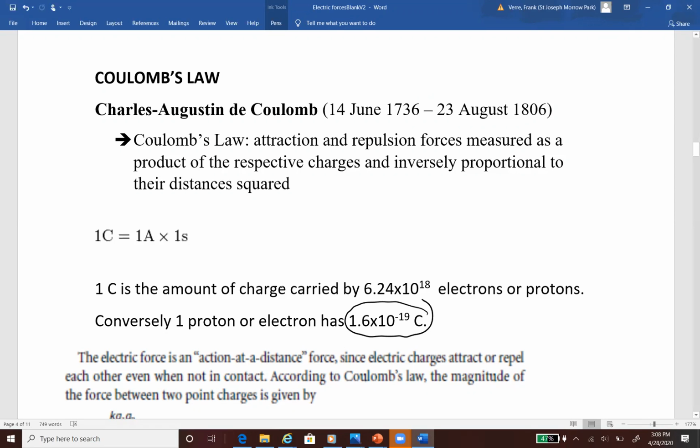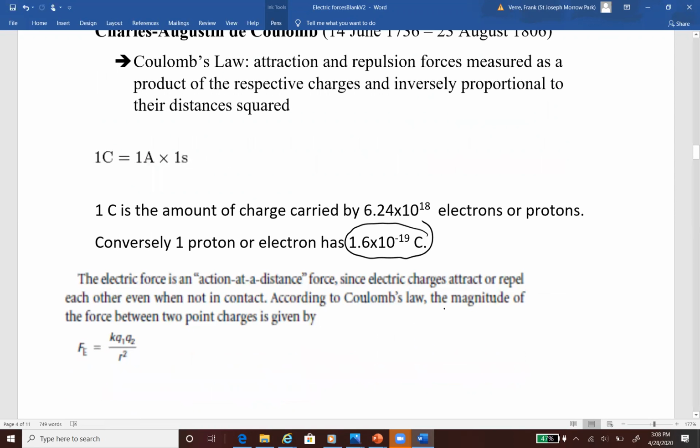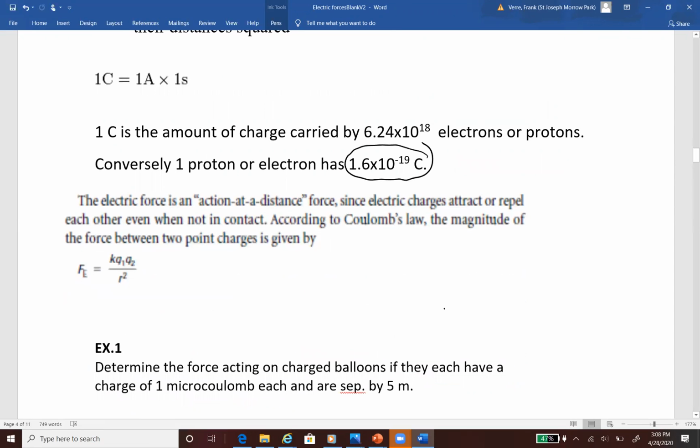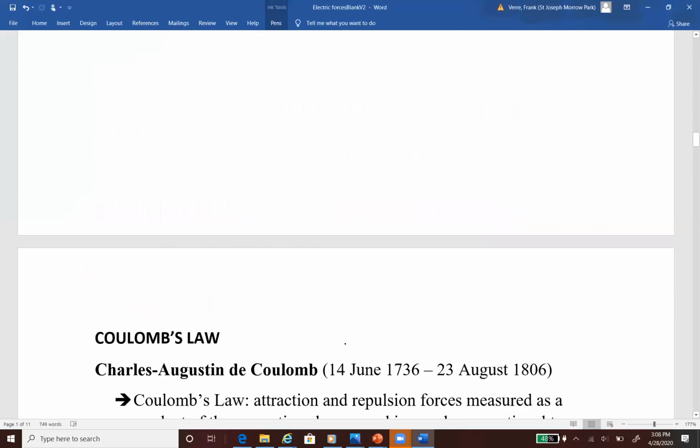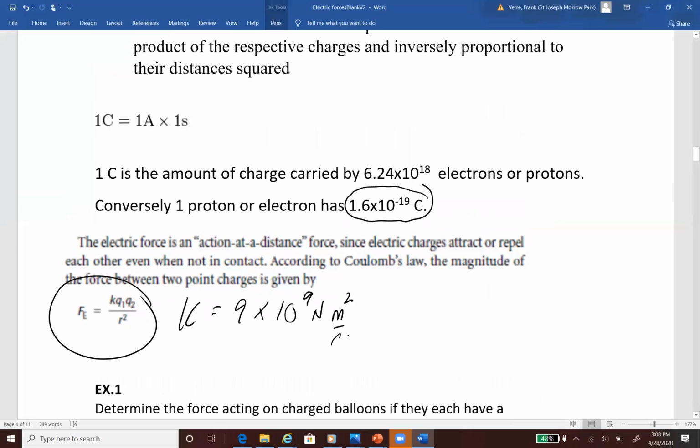So Coulomb's law is a way to measure the force between two charged particles, given their charges and given the distance between them. Here's the equation right over here. So there is a constant, K, which I think I mentioned last time, which is 9 times 10 to the 9 newton meters squared per coulomb squared, right?